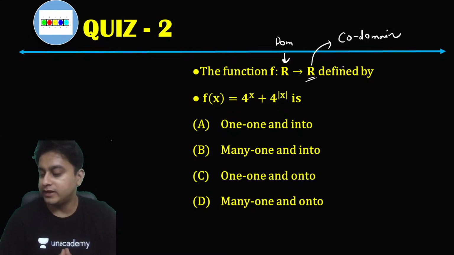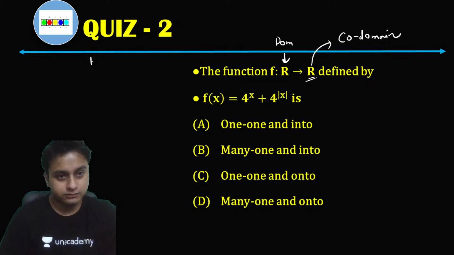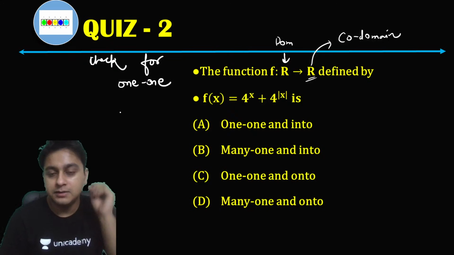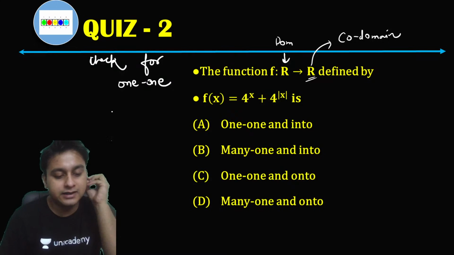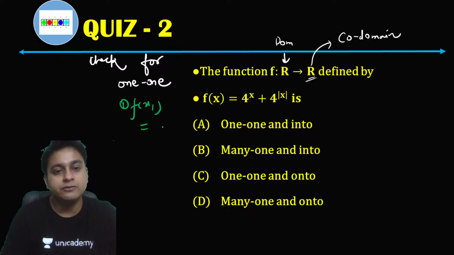So guys, I have told you many methods, right? I've told you how to check the function is 1 1. Check for 1 1 is very easy. First of all, the mathematical way: f of x1 equals f of x2, right? That is one method. Here it would be difficult for you guys to get it.